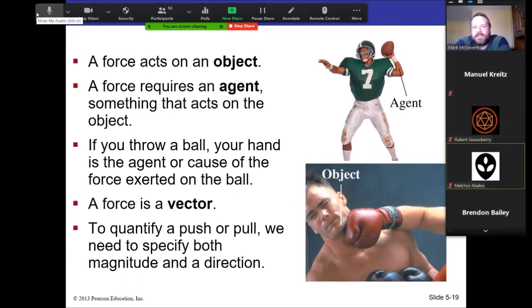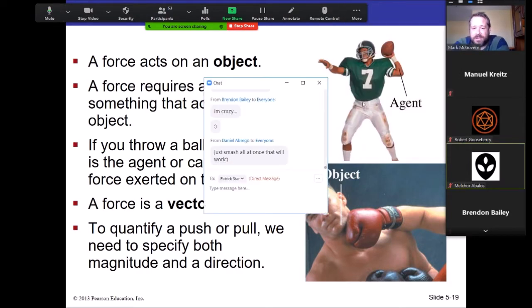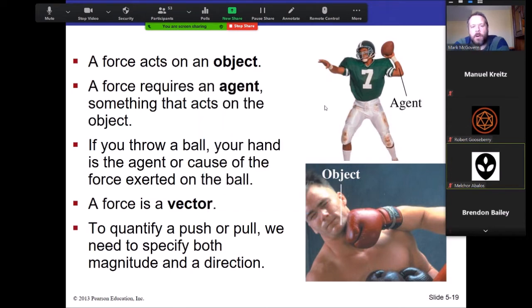Forces, very fundamental part of this class. They are responsible for accelerations. They tell us why. There's a lot of why. We answer in whys here. So, all right. When it comes to forces, there's always an object that we're in.